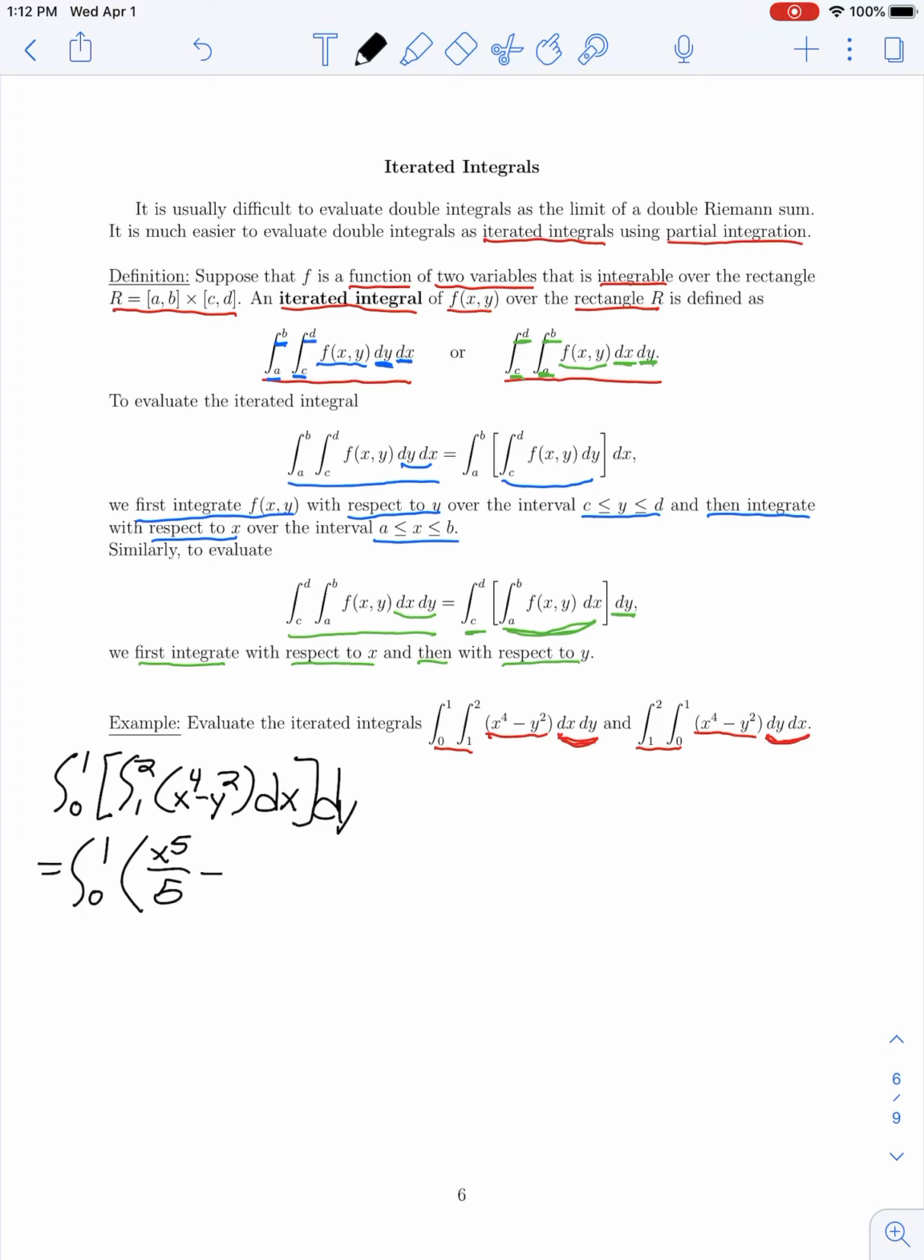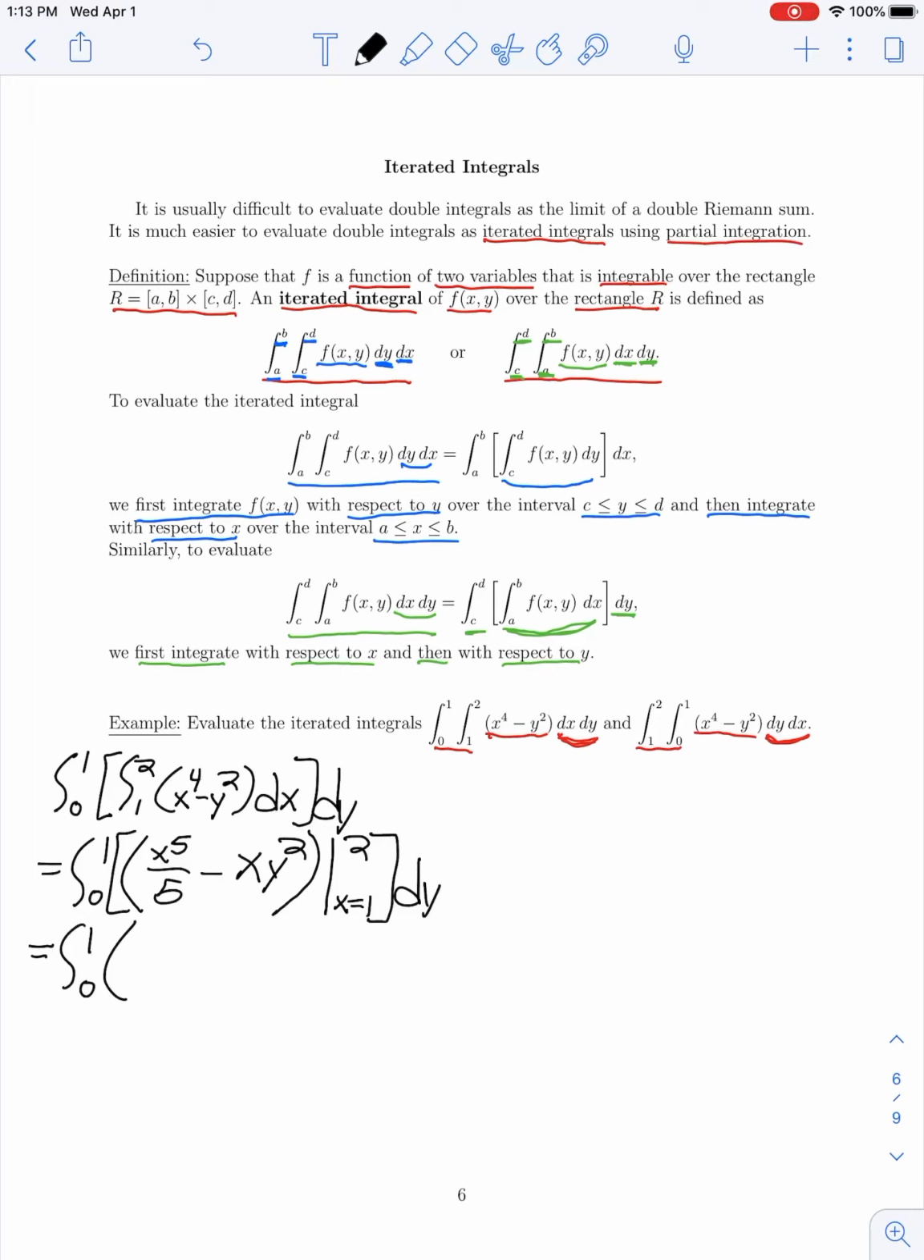So if we evaluate the antiderivative of the function with respect to x, we have x to the 5th over 5 minus, if we're treating y squared as a constant, and the antiderivative of any constant with respect to x is x times that constant, in this case y squared x. And we're evaluating this expression from x equals 1 to 2. And whatever we get for this value, we will then integrate with respect to y.